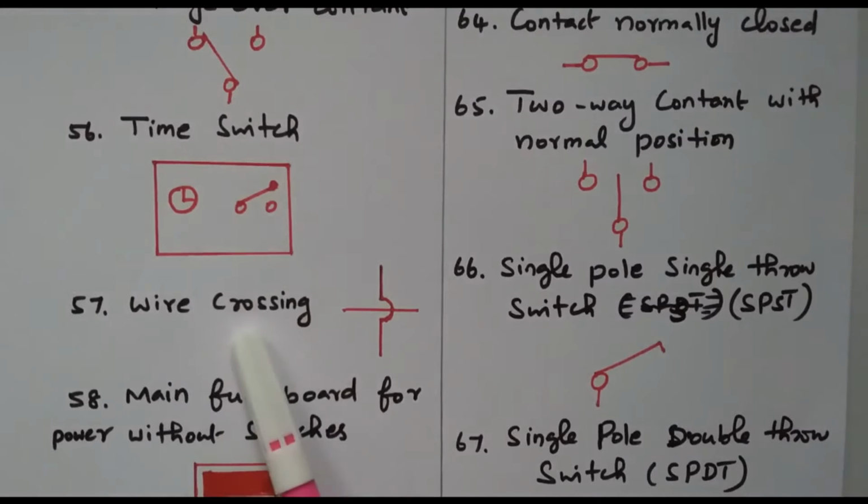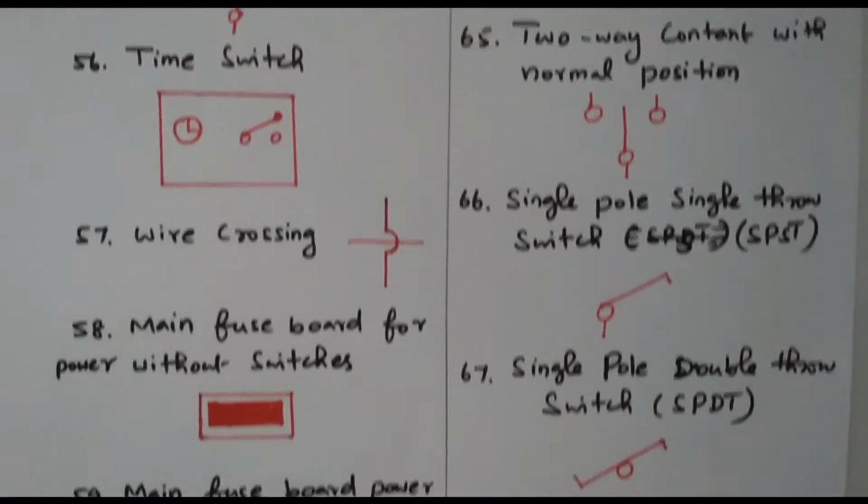Then wire crossing. This symbol indicates there is no connection between these two wires. This is one line, this is another line. One runs over the other, and there is no contact.